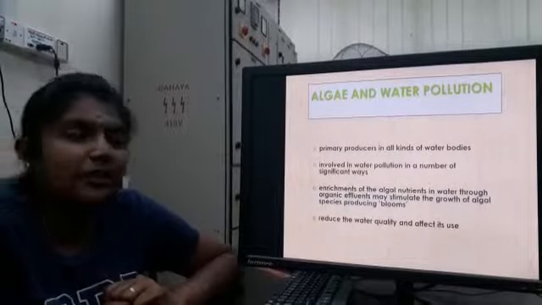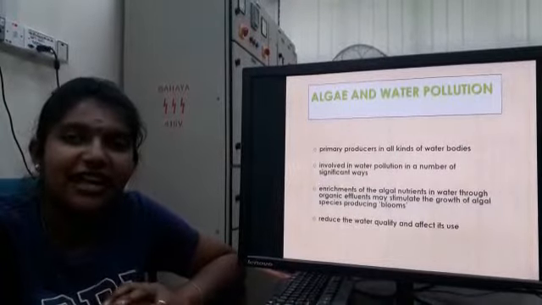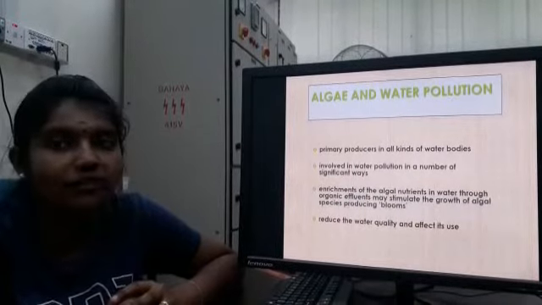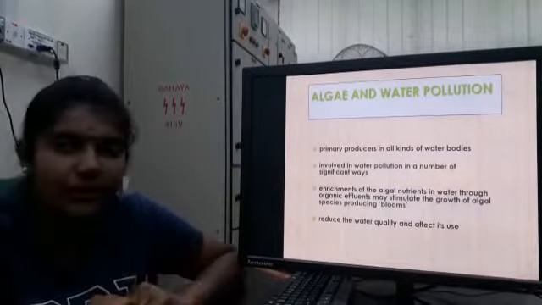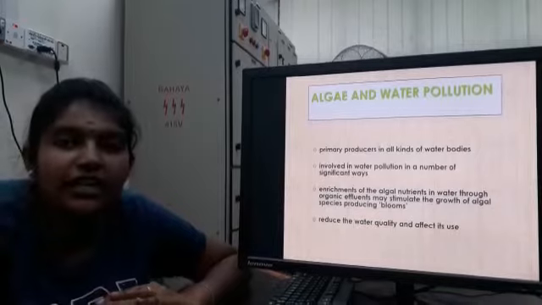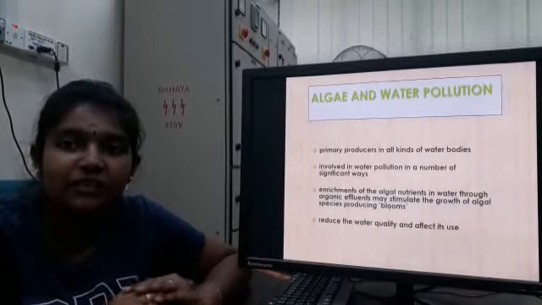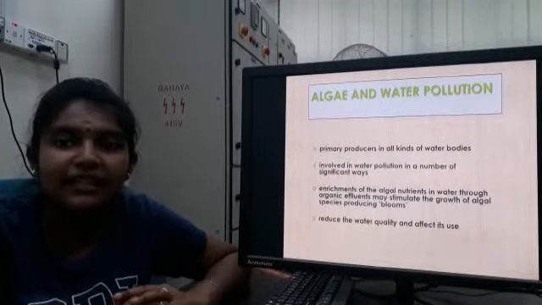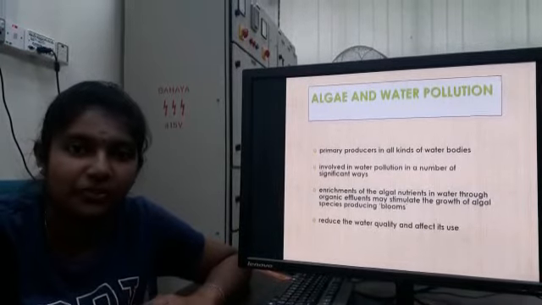Next will be the algae and water pollution. As you all know, algae are the main primary producer in all kinds of water bodies, and they are involved in water pollution in a number of significant ways. Firstly, enrichment of the algae nutrients in water through organic effluents may selectively stimulate the growth of algae species, producing massive surface growth or blooms that in turn reduce the water quality and affect its use.